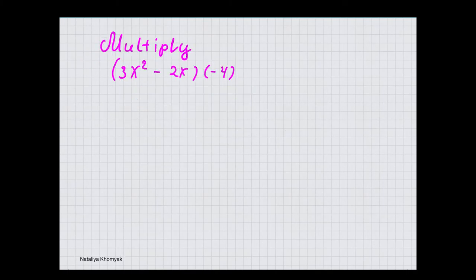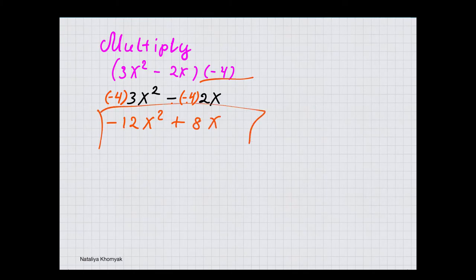Multiplying 3x squared minus 2x by negative 4. So we're going to distribute a single term into the larger one. So first thing, copy the larger parentheses. We have 3x squared minus 2x. Negative 4 is inside of the parentheses already. So we have negative 4, negative 4. And now we just need to simplify both terms. We have negative 4 times positive 3, negative 12x squared, negative times negative, positive 8x. And that's our answer.